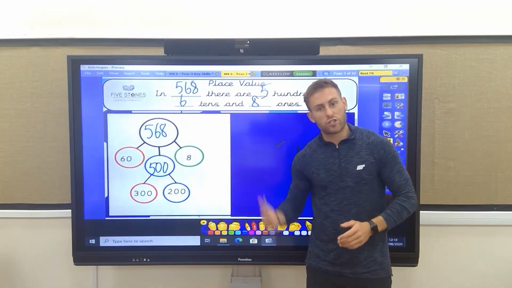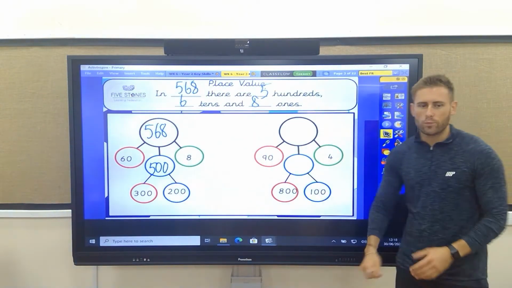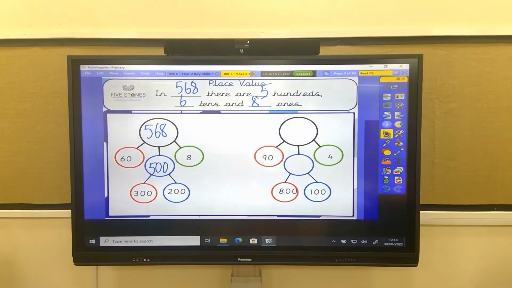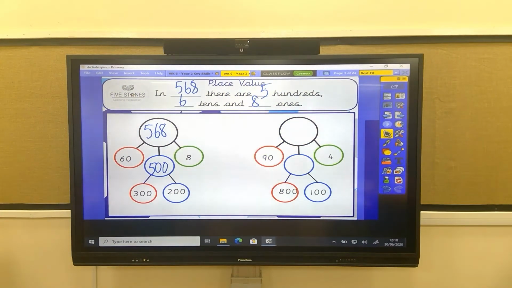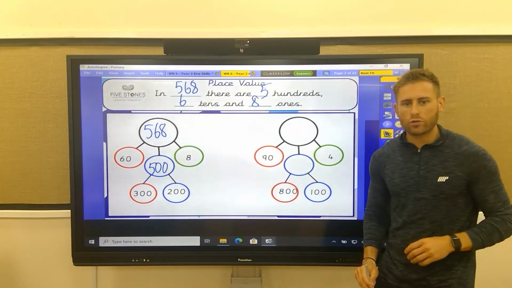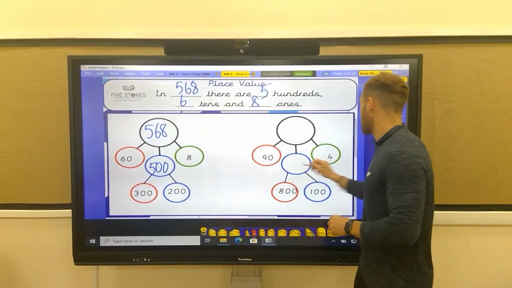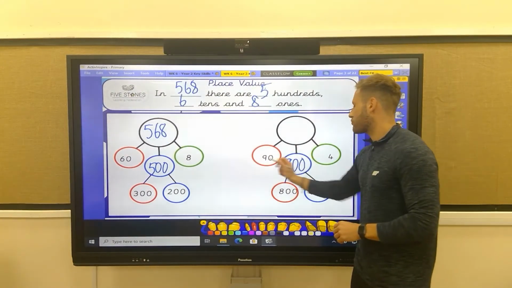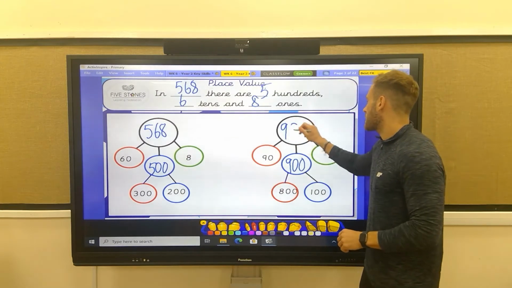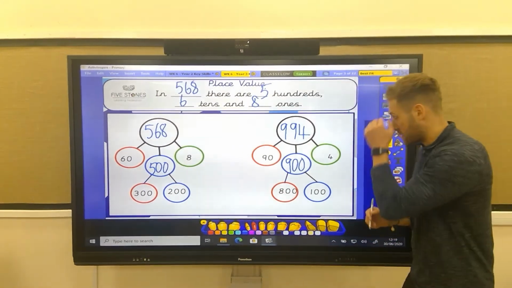Great work. Your turn to work with this side. Pause the screen, give yourself enough working out time. Off you go. Right, so we've got 90 and 4, 800 and 100. The 800 and the 100 combine to give us 900. Then we've got 994. 900s, 9 tens, 4 ones. Think about your place value when you're placing them back in. Well done.